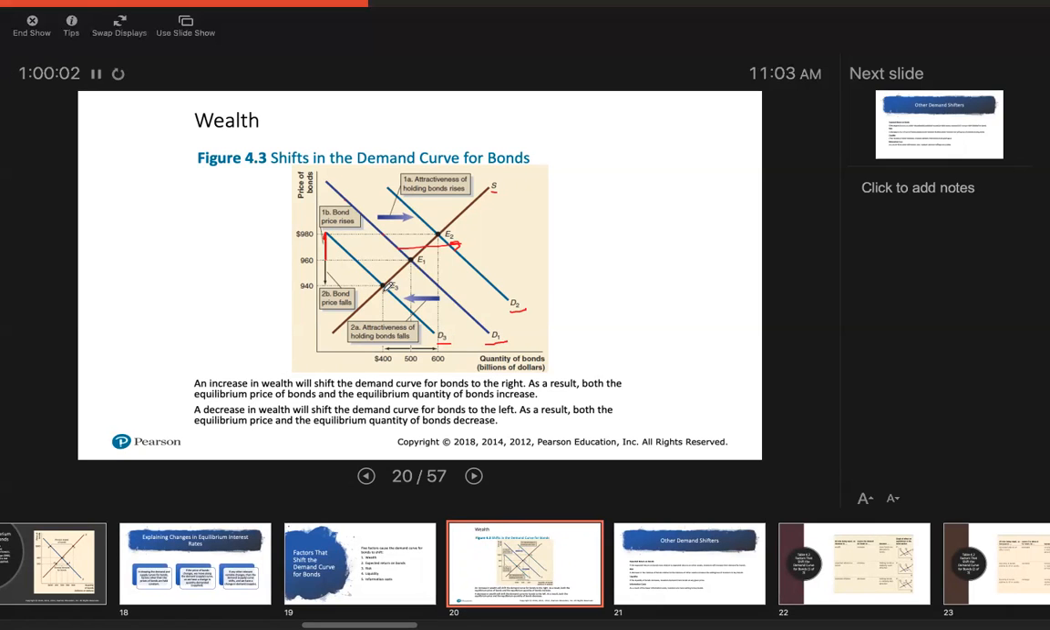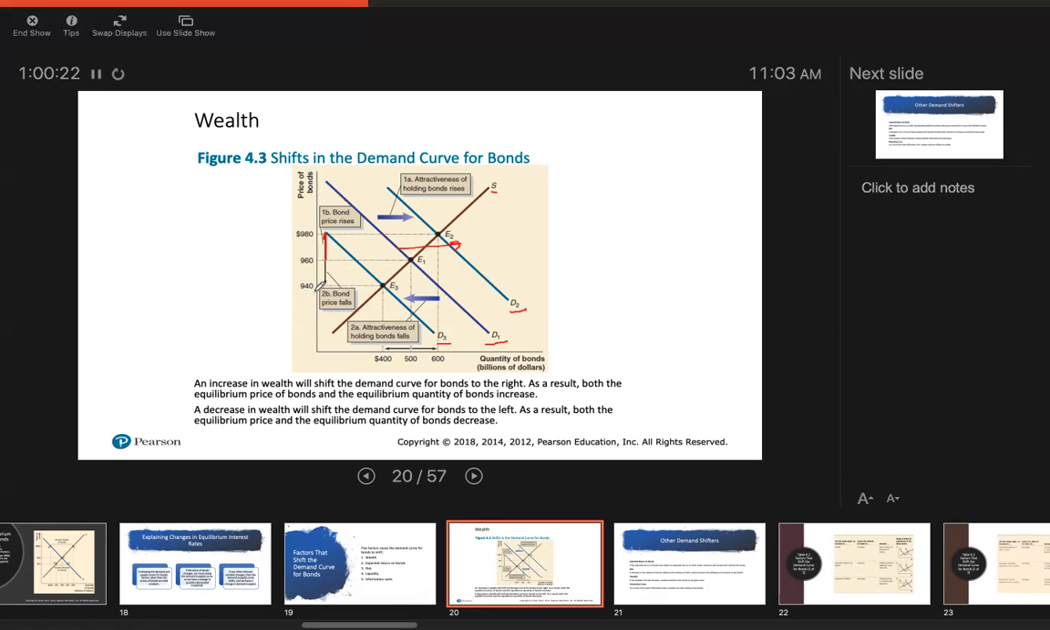So the new equilibrium of this market is at E3, and the market goes into equilibrium at a lower price of $940, and consequently bond yields go up. So instead of paying $960 on this bond to own this, now you're going to pay only $940 to own this bond, and consequently the bond yields go up.